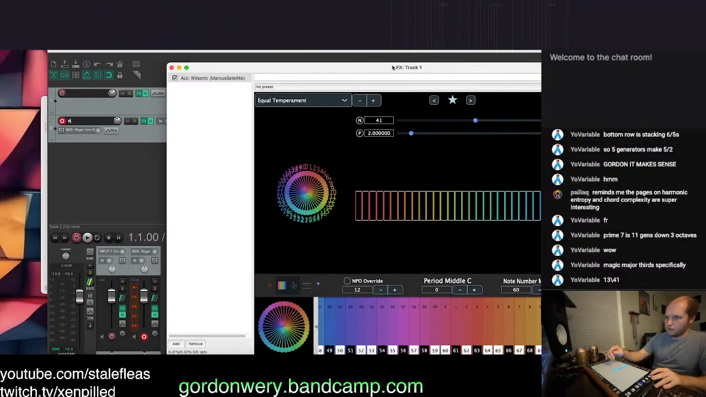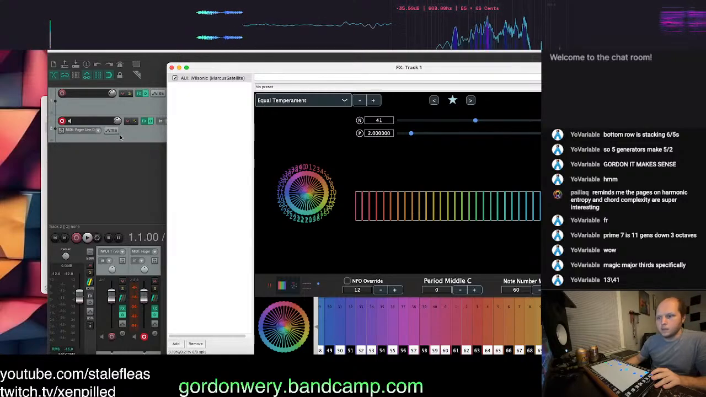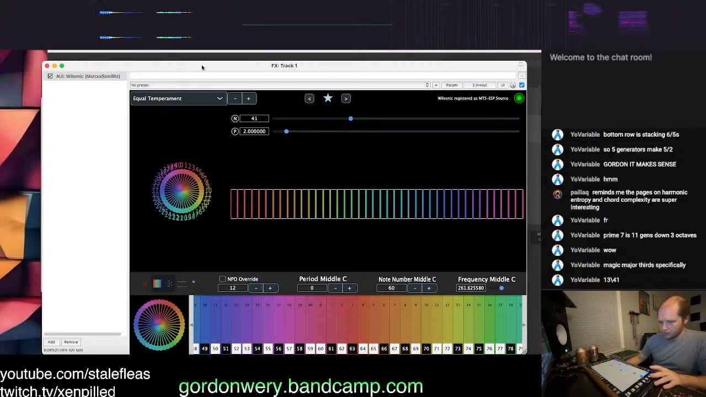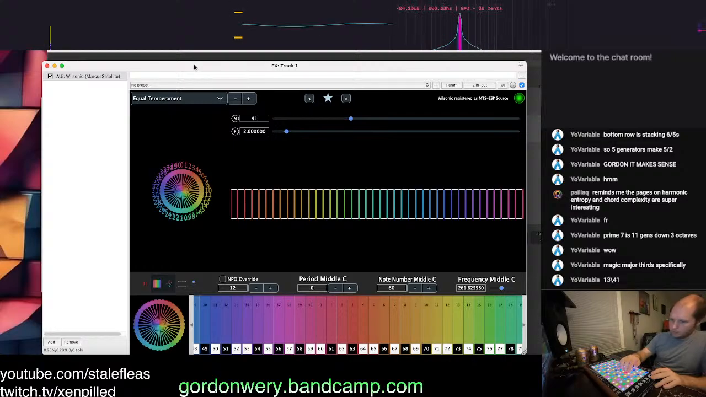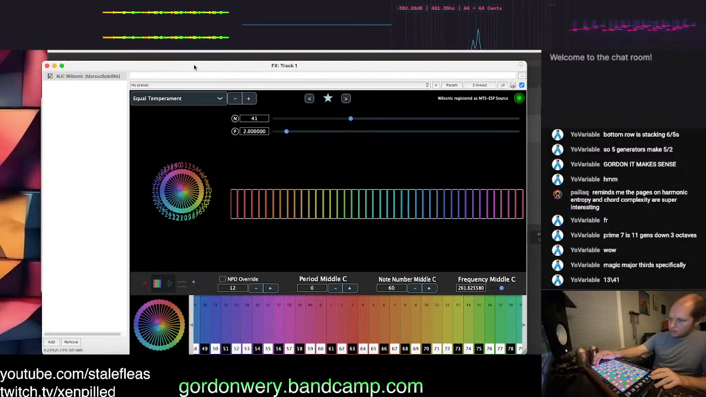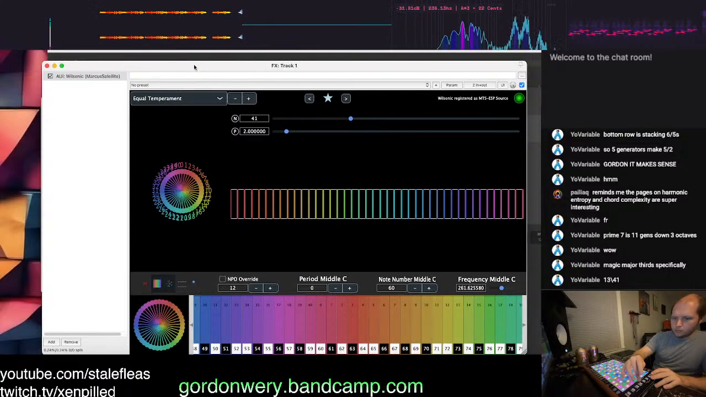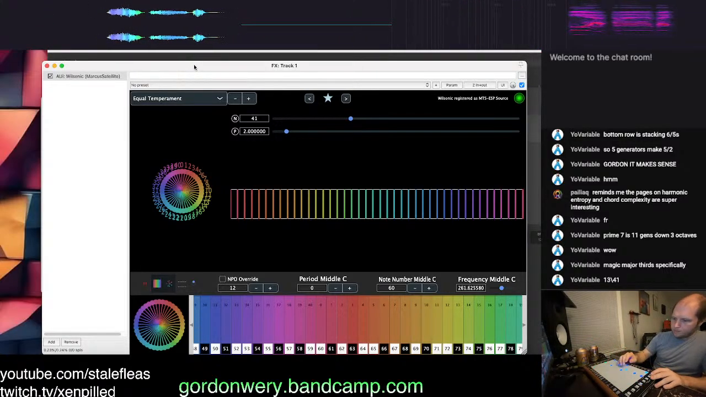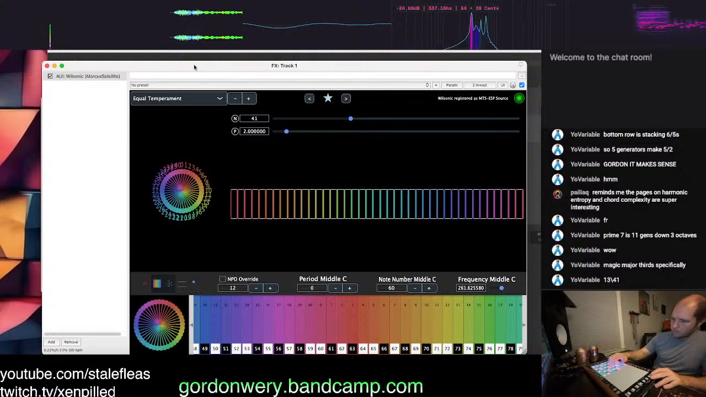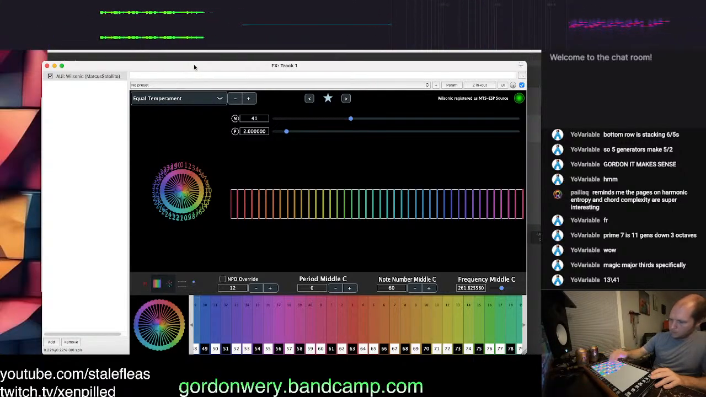It doesn't really work well on the LinnStrument, unfortunately, because the steps are too large. You run out of notes really quickly. You could go the other way, I guess.